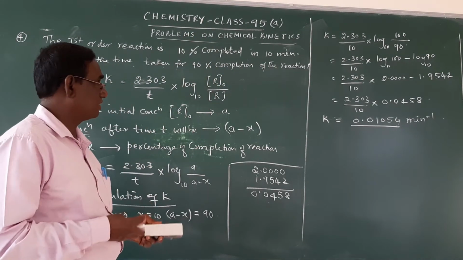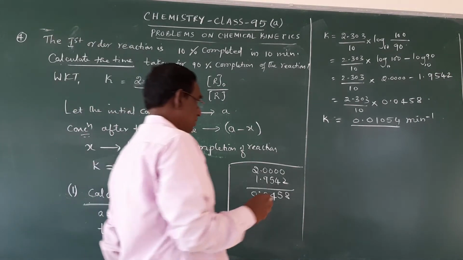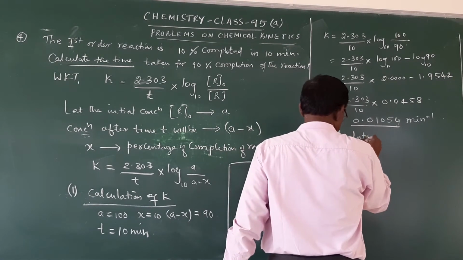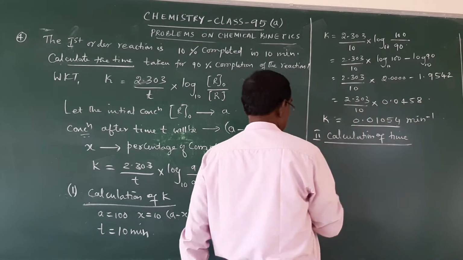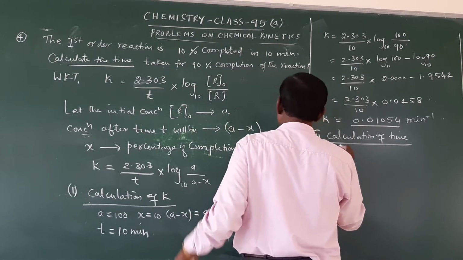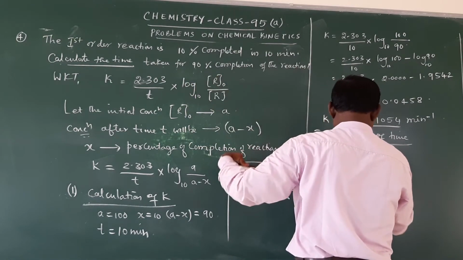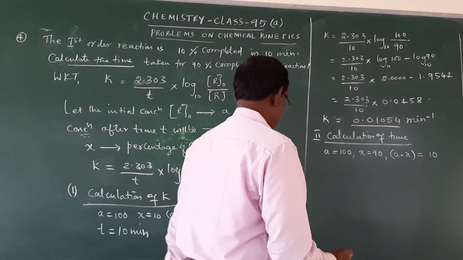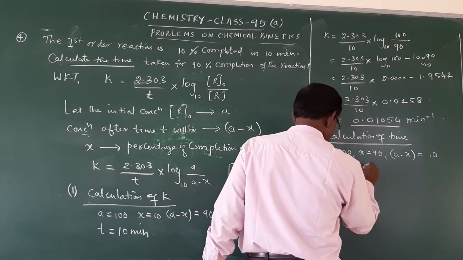So now for 90% completion of the reaction, calculate the time. That means in the second part, calculation of time. Now, for the second one you see, A is equal to 100, x is equal to 90. Therefore, A minus x is equal to 100 minus 90, which becomes 10. And k is already calculated here, 0.01054.